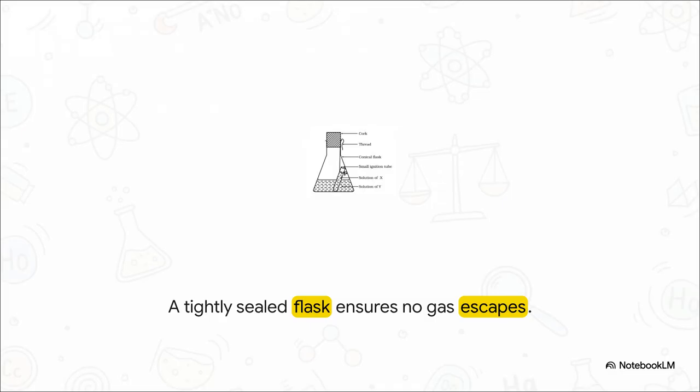Now, if you look at the setup, you can see the flask holding solution Y and that little ignition tube holding solution X suspended by a thread. But look right at the top. There is a cork tightly sealing the flask. Why is that little piece of cork absolutely crucial? Because if a gas is created during our chemical reaction, we cannot let it float away. If gas escapes into the room, our final weight is going to be lighter and the whole experiment is ruined. The cork ensures our little environment is totally locked down, so not a single atom can sneak in or out.